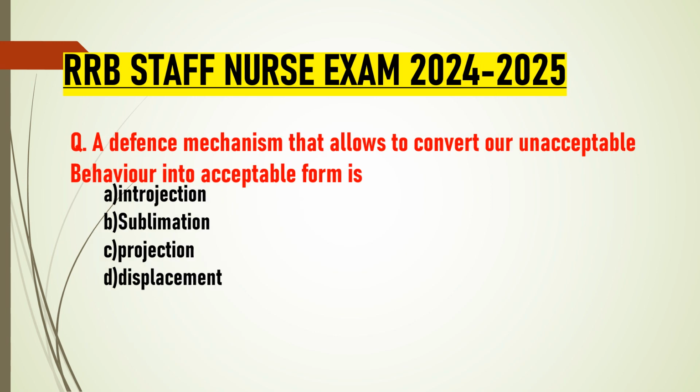A defense mechanism that allows us to convert our unacceptable behavior into an acceptable form is. Options are: option A, introjection; option B, sublimation; option C, projection; option D, displacement. So the answer is option B, sublimation.